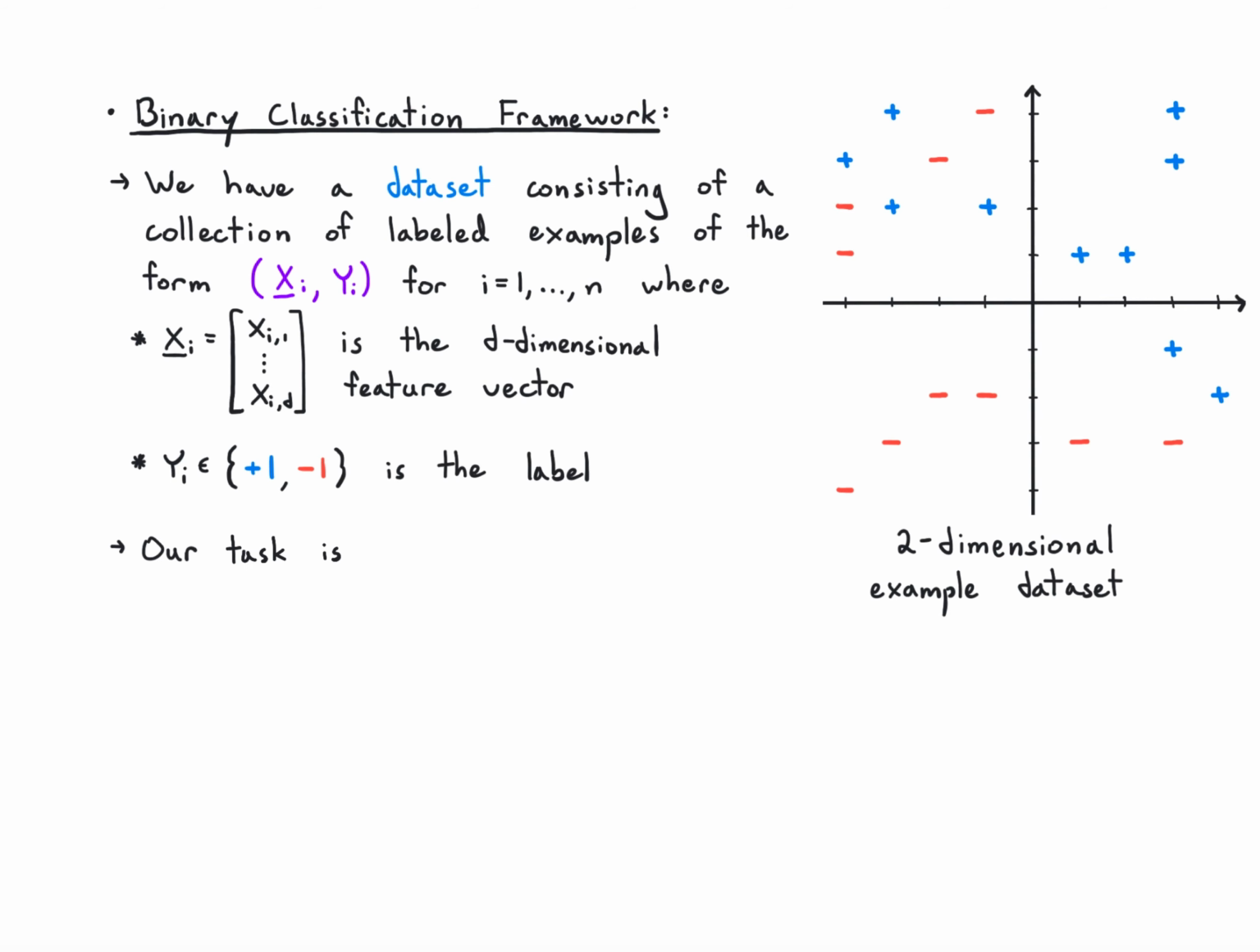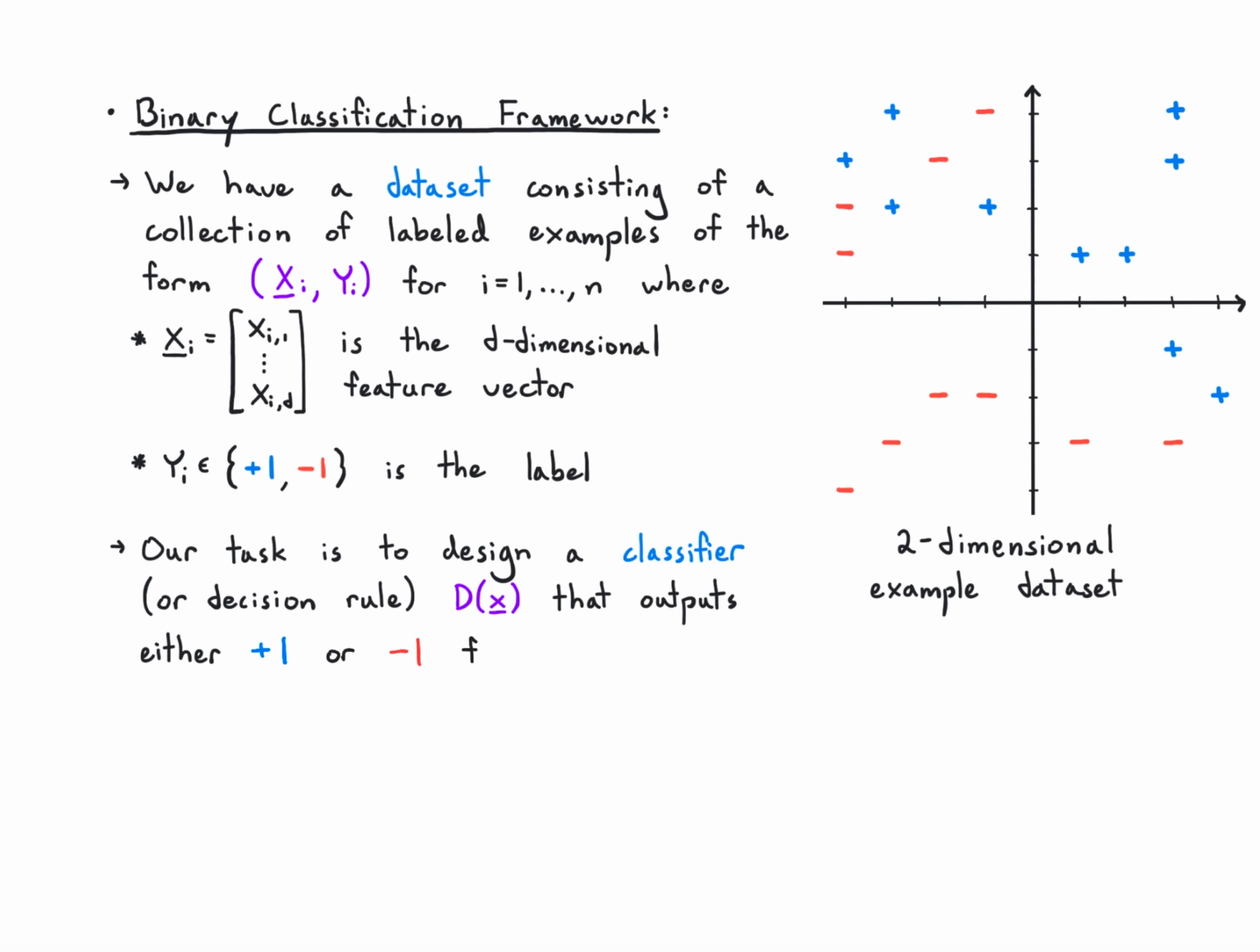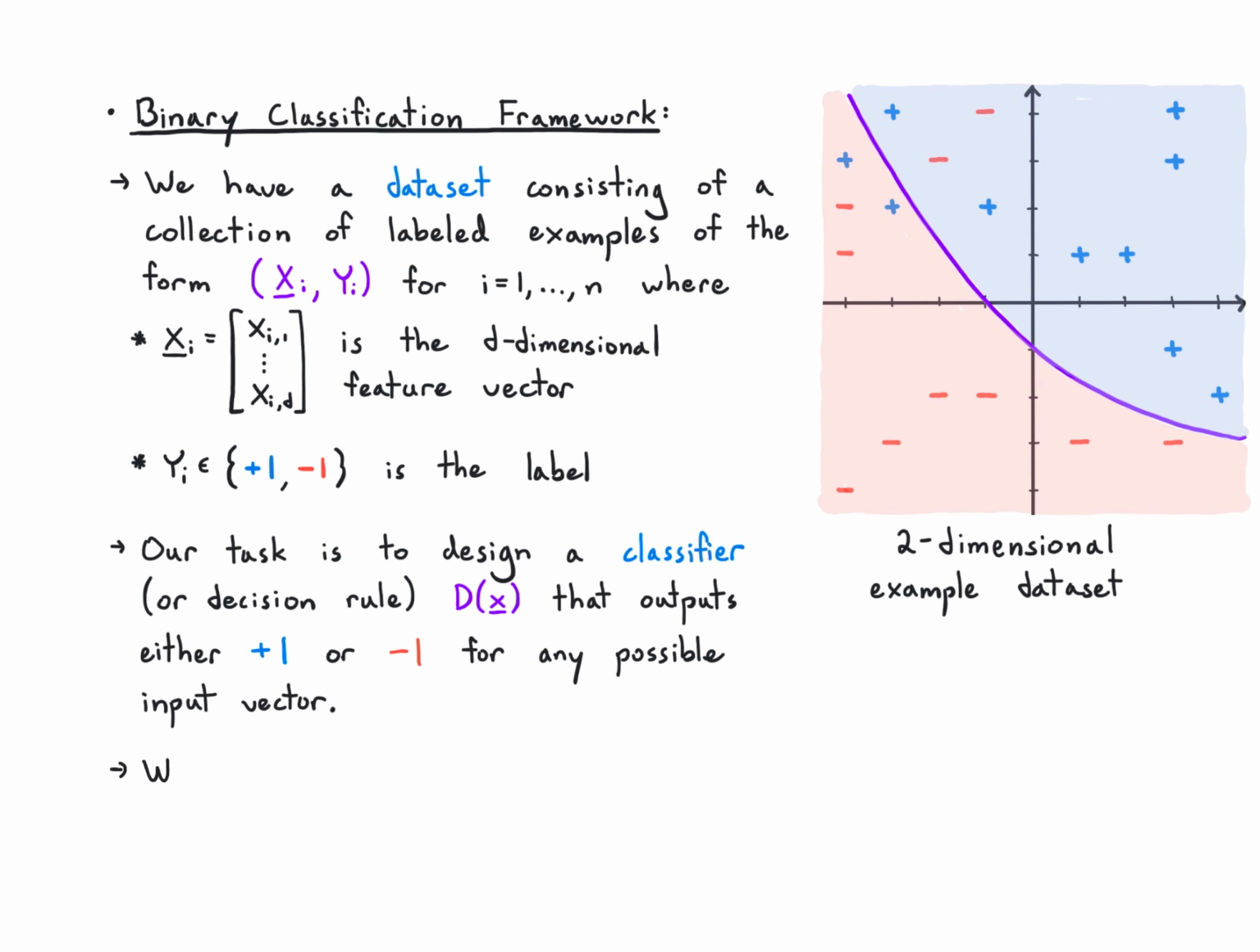Our goal or task is to design a classifier, which in our old language was a decision rule. We're going to call this D of the input vector x. All it does is output either +1 or -1 for any possible input you put in, and you can design this using the data that you have. Here's just one sample. I drew this purple line. Above the purple line, I said blue, so decide +1. Below the purple line, I said -1. That's just an arbitrary drawing, I'm just trying to give you a visualization.